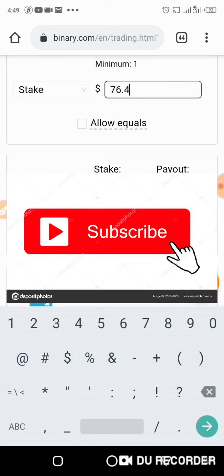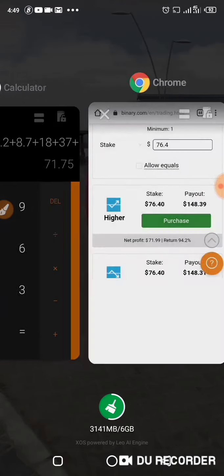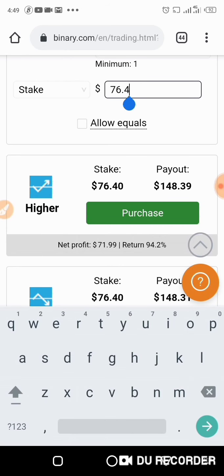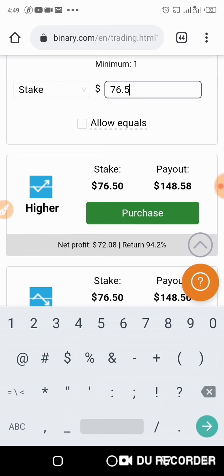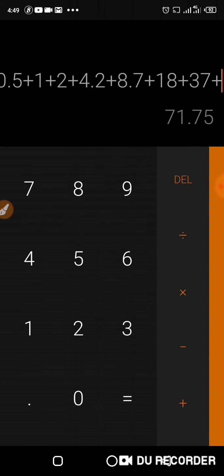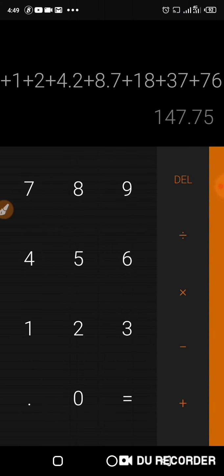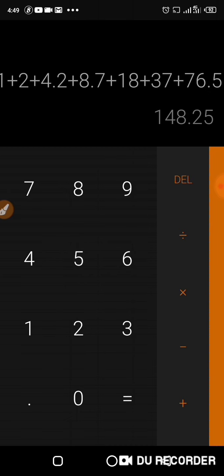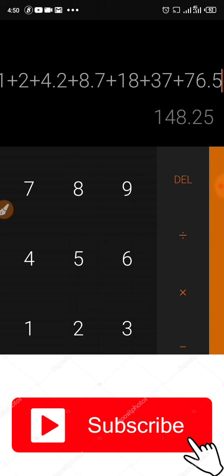76.4. So we are having 71.99. So let's just take it to 76.5. So we are having 72.08. So 76.5. So we have gotten up to 9 martingale, and the total money which we have spent was $148.25. And you can see that you are able to minimize your martingale.